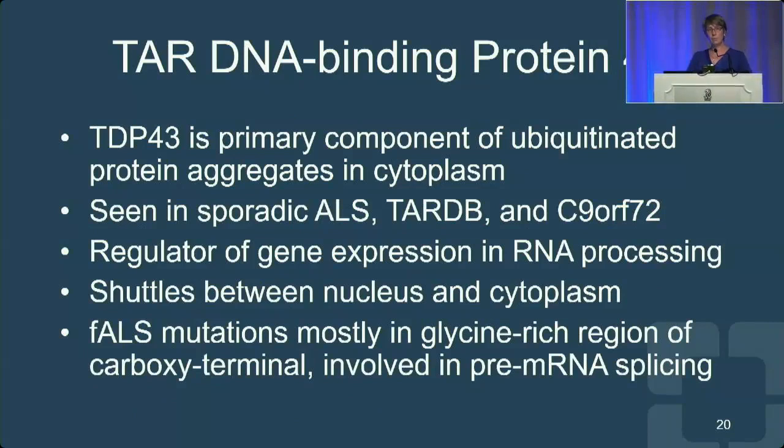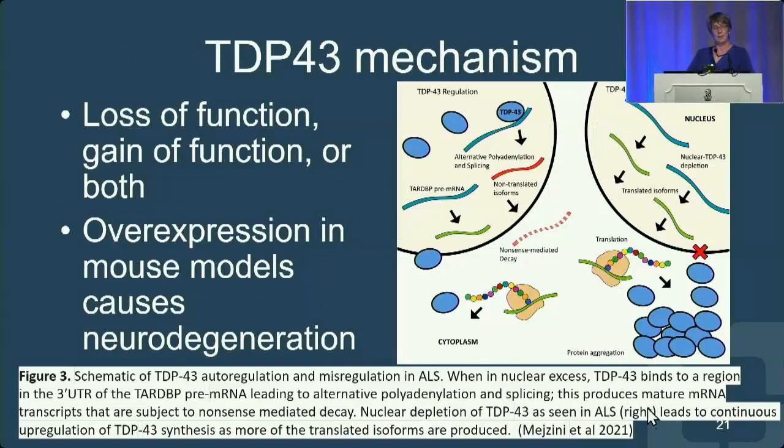And the familial ALS mutations are mostly in the glycine-rich region of the carboxy terminal. So it seems to be in pre-mRNA splicing. So yet again, it's not clear whether this is loss of function, gain of function, or both. It does seem like overexpression in mouse models is more likely to cause the neurodegeneration, so probably some relationship there.